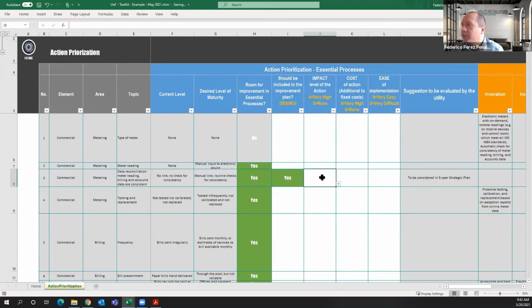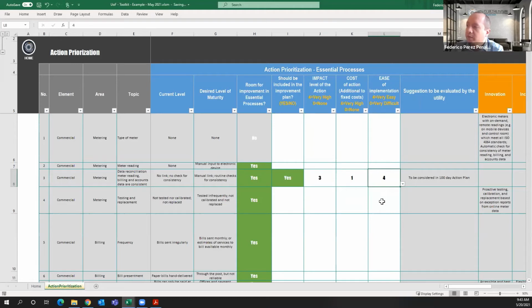And then you will have to answer these three simple but really important questions. First, the impact: you will have to select if it's low or very high, from 0 to 4. Let's say that the impact for this particular action is high. Then, whether it is part of the fixed cost, or the cost is really low for the utility to implement it, and if it's easy or not to implement. So let's say that 0 is very difficult and 4 is very easy to implement.